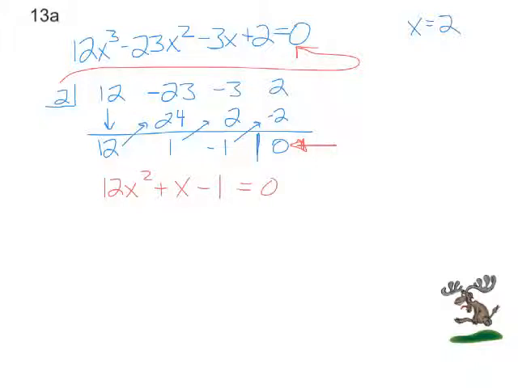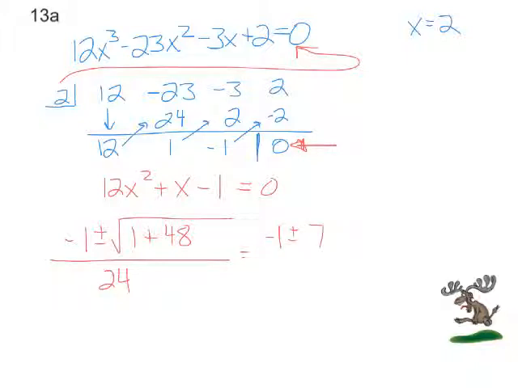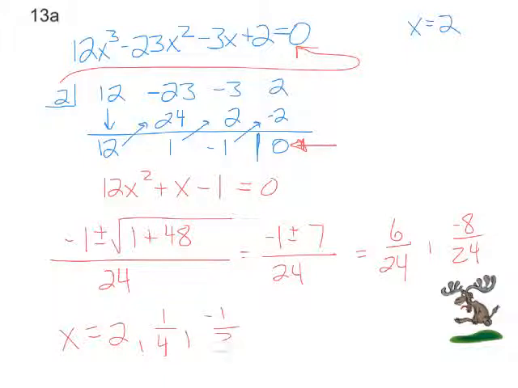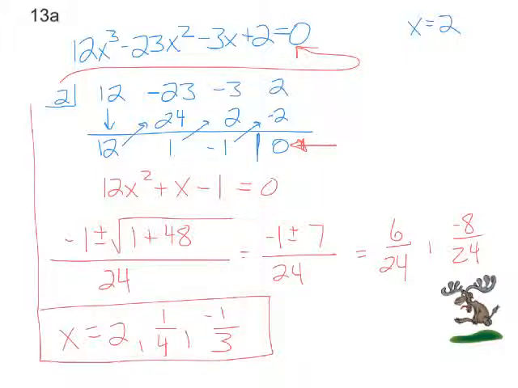equal to 0. So we'll just go and use the quadratic formula here and see what we can pull out. We get negative b plus or minus the square root of b squared minus 4ac all over 2a, which is the same thing as -1 plus or minus 7 over 24. So -1 plus 7 is 6/24, or -8/24. Those are our two solutions. So all of our solutions are x equals 2, 1/4, or -1/3. Those are the three solutions to this polynomial.